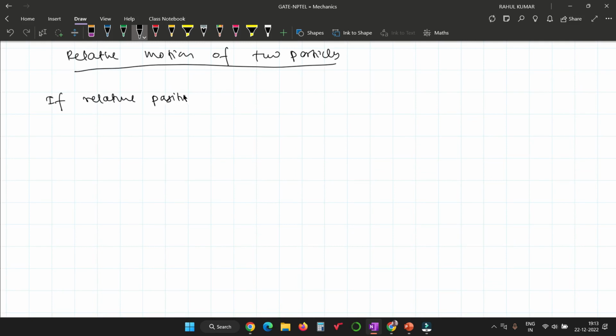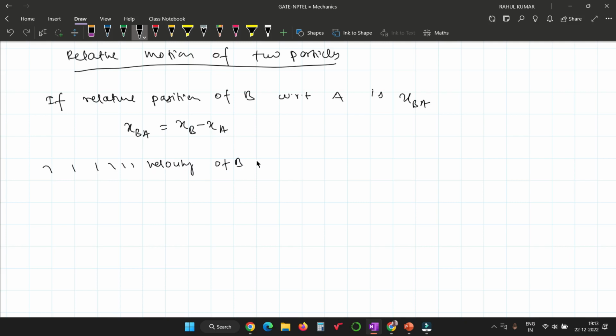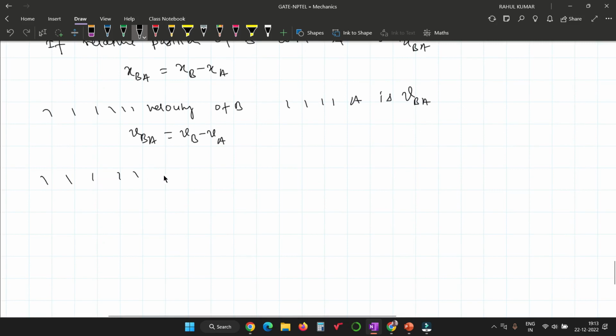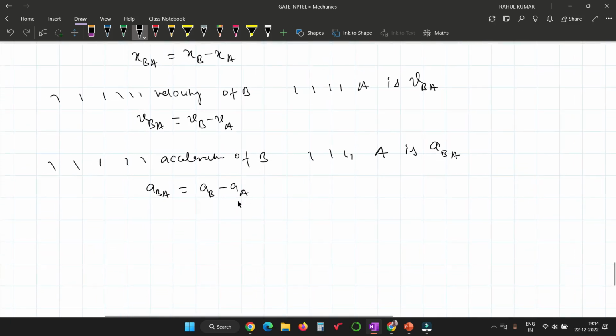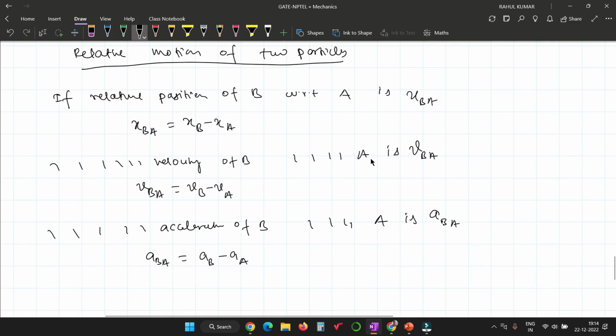If the relative position of B with respect to A is xBA, then xBA can be written as xB minus xA. Similarly, if the relative velocity of B with respect to A is VBA, then VBA can be written as VB minus VA. And the same, if the relative acceleration of B with respect to A is ABA, then ABA equal to AB minus AA.